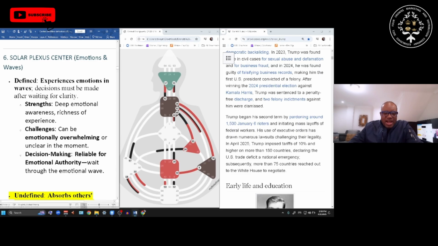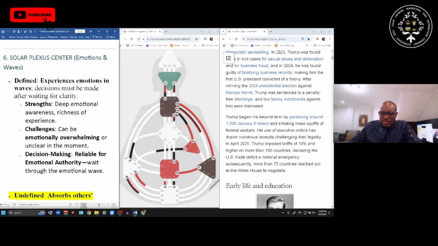Yeah, let's see the decision making. Reliable for emotional authority, but he has to wade through those emotional waves. I think in his second term in office, he has definitely improved in the area of managing his emotions. Whether or not he's still making the right decisions is another topic. All right, but I do think that he has a better grasp of his emotions, especially all that he has been through, surviving an assassination attempt, all of these different things, probably kind of nudged him in the right direction, quote unquote.